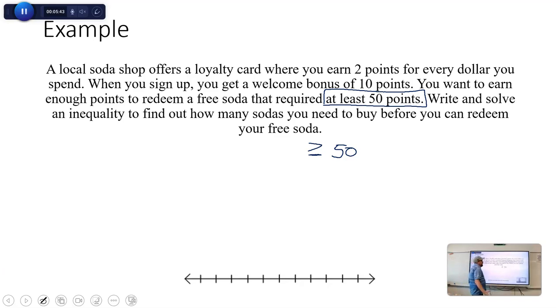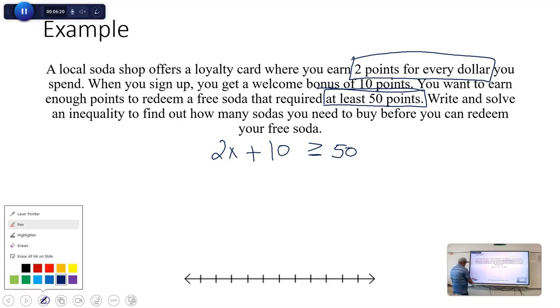Okay, do I have any other information? Notice it says 2 points for every dollar. Sorry, I said that backwards. So you get 2 points for every dollar you spend, so you're going to get 2. And it didn't give us a variable, so I'm just going to use x. So 2 points per dollar, and they give you a bonus of 10 points. Once you sign up, you automatically have those 10 points. You don't have to do anything to get those 10 points, so that's why it's not connected to a variable. You just get them. Okay, so we have your inequality set up.